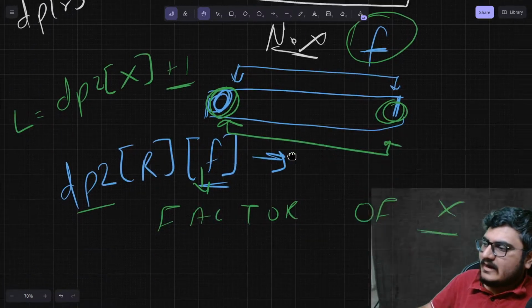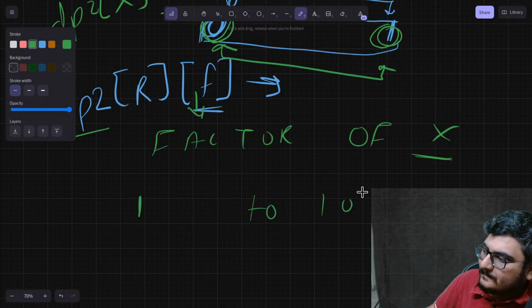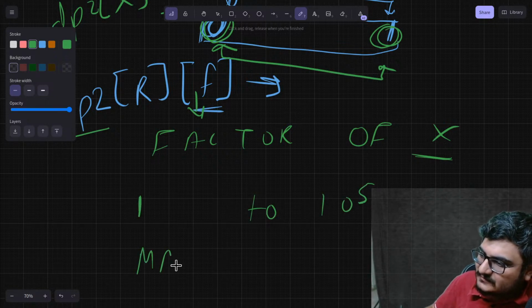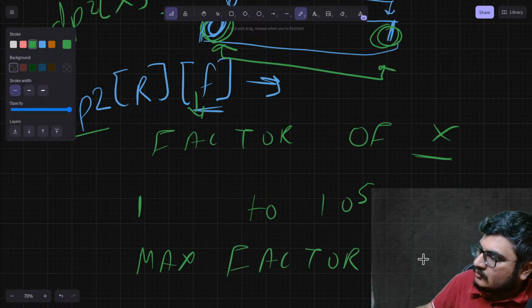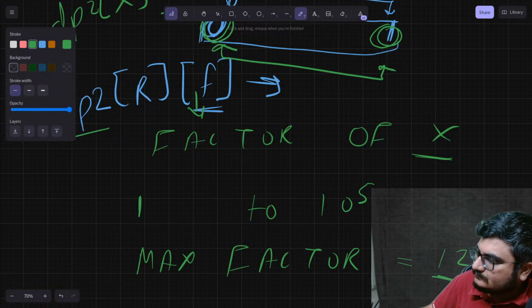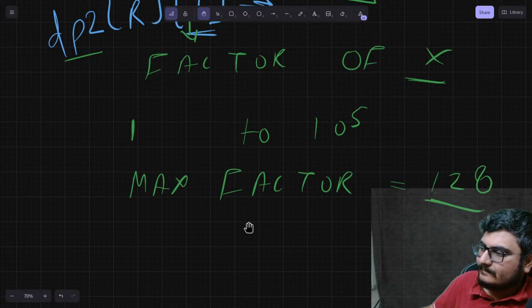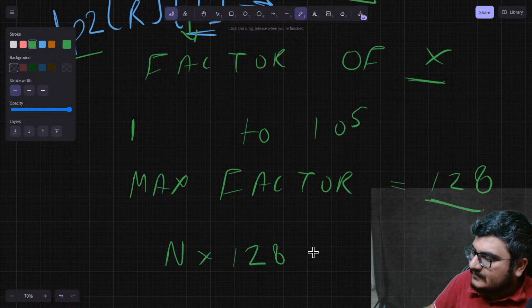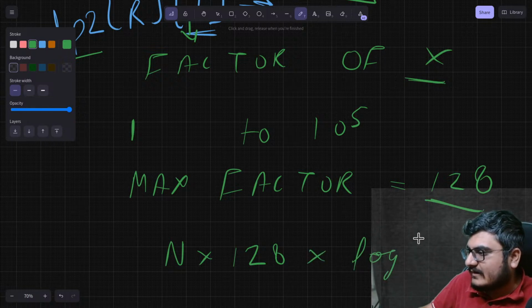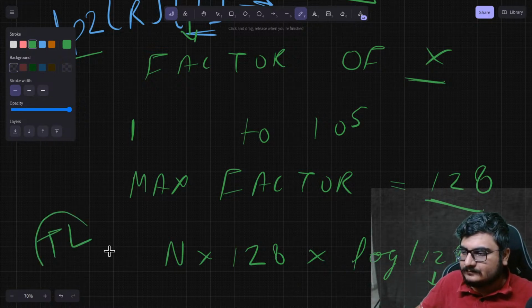And the critical thing I noticed here was, if you look at all the numbers from 1 to 10 to the power 5, the maximum number of factors is 128. So overall, your time complexity would be n into 128 into log of 128, which is around 7 or something, and this is within the time limit. So no TLE here.